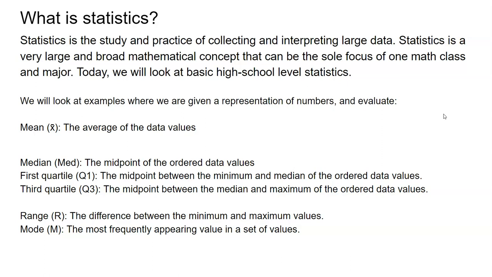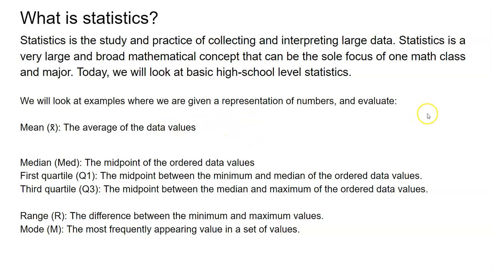We're going to look at examples where we're given a representation of this data through numbers, and we're going to evaluate various statistical definitions and representations, including the mean, which is the average of the data values, the median, which is the midpoint when you order all the data values, the first quartile, which is the midpoint between the minimum and the median, the third quartile, which is the midpoint between the median and the maximum, the range, which is the difference between the minimum and maximum, and the mode, which is the most frequently appearing value in that data. So we have a lot to unpack here.